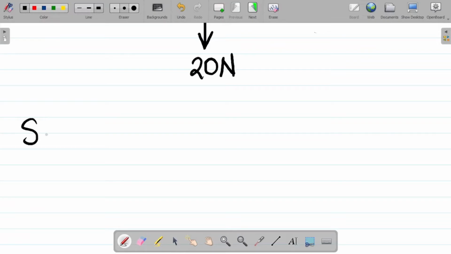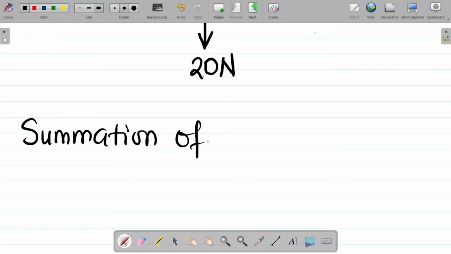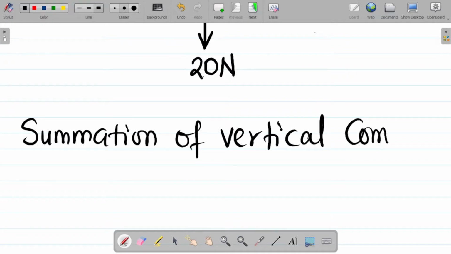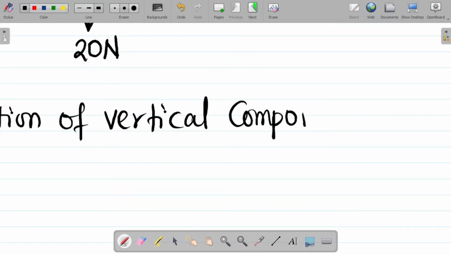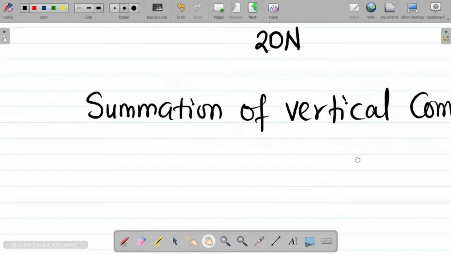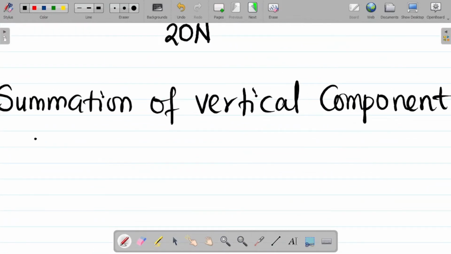All right, so we have summation of vertical components. What do you have there? I have that sigma, so sigma Fy, and that will be equal to. So how do you sum vertical components?